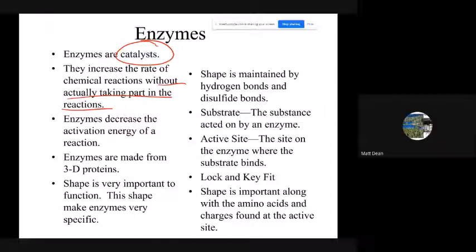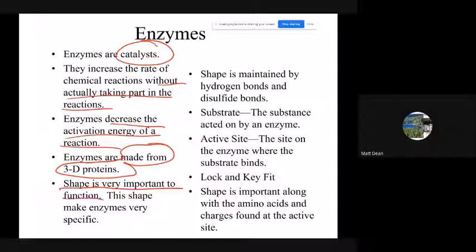The main thing that they do is they decrease the activation energy of a reaction. That means that they help reactions to happen without needing as much energy to get started. Enzymes are three-dimensional proteins, which means that they're coded for by DNA. Most genetic disorders are enzyme problems. They happen because the DNA that codes for a particular protein mutates, and therefore the protein is shaped wrong, and therefore the enzyme that protein is part of does not work correctly.